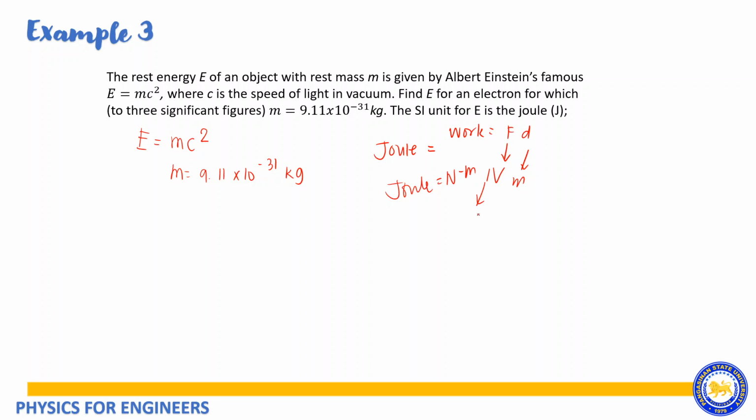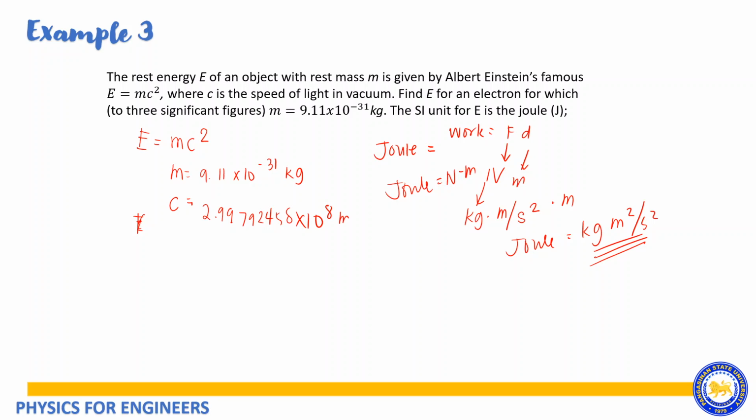Pero ang Newton ay kilogram meter per second squared, diba? Times meter pa. So, ang joule natin ay equivalent sa kilogram meter squared per second squared. So, ganyan dapat ang lalabas na unit. Okay? So, let's solve E. Ano pa pala yung c natin? Ang c natin ay equivalent sa 2.99792458 times 10 raised to 8 meters per second.